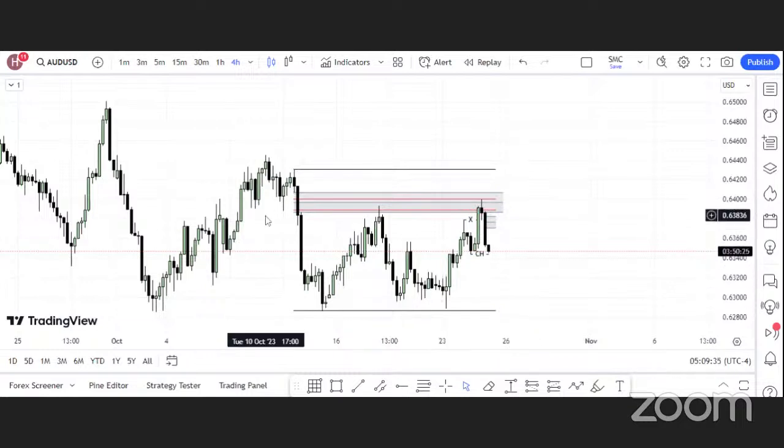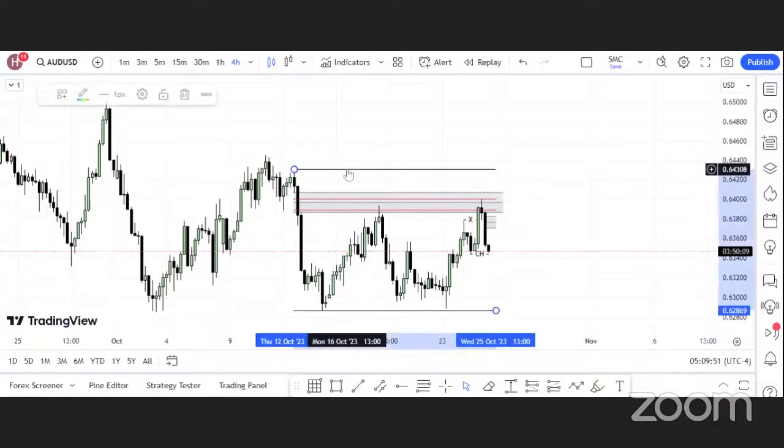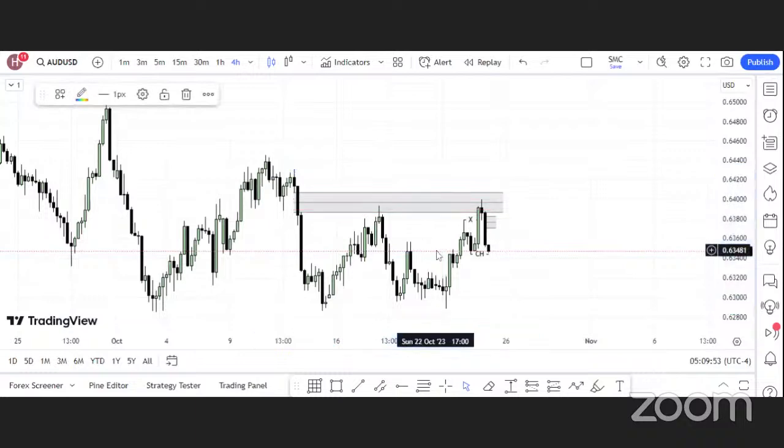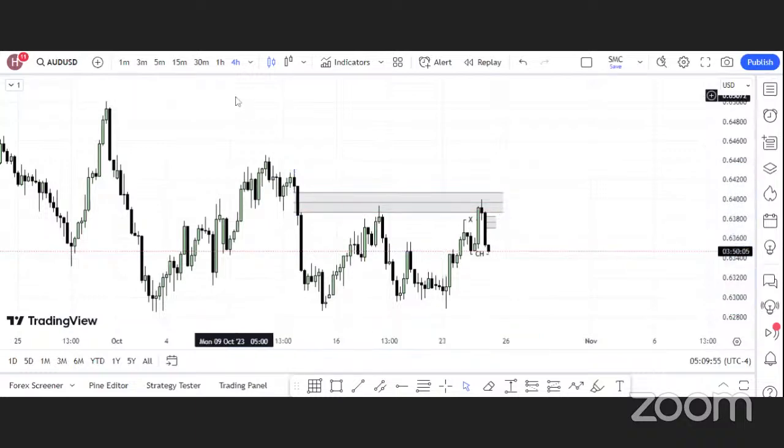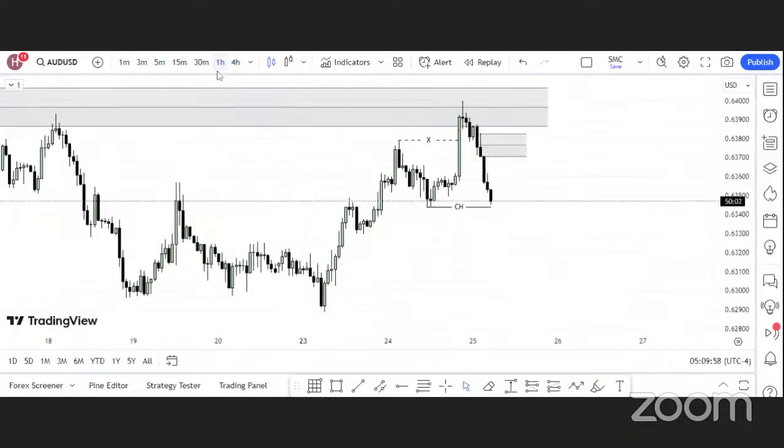If I saw this earlier, I could have taken this because this is a valid entry zone for me. It's a premium area, and I sell on the premium and buy on the discount area. So you see, it's a valid entry, and this is the 4-hour time frame. But obviously, we can't take this trade right now because the market has already gone past our entry area.